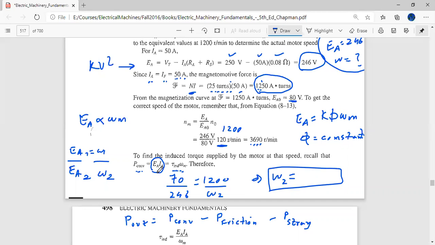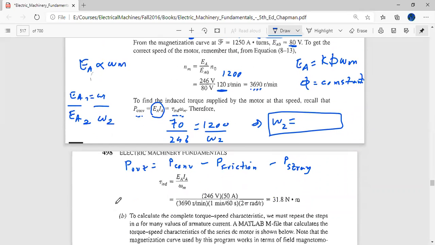So P converted is the developed mechanical power, and it is equal to the input electrical energy minus the electrical and the core losses. So always remember this when you are solving and doing the power analysis. So over here, P converted is equal to the final electrical energy reaching the armature, equal to this mechanical power developed. So now you can use this relationship and you can find torque induced.